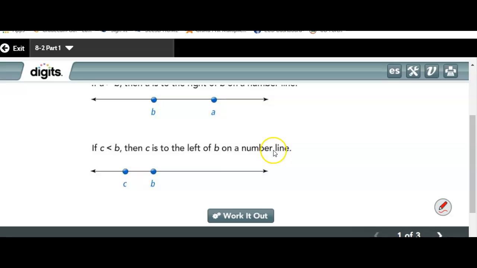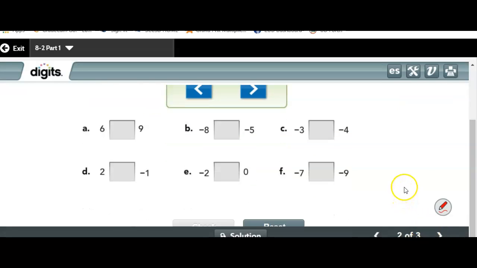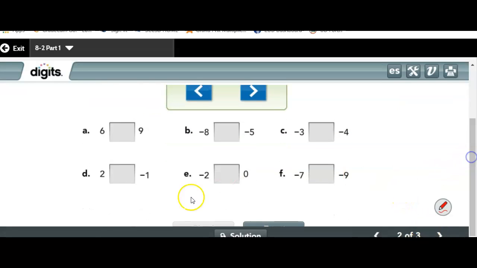Is everyone good with that? It's kind of an easy concept because you could look up on a number line and determine if it's greater than or less than just by seeing if it's farther right on the number line. So go ahead and under that part one, you have these questions. Go ahead and put greater than or less than symbols in to make those statements true.